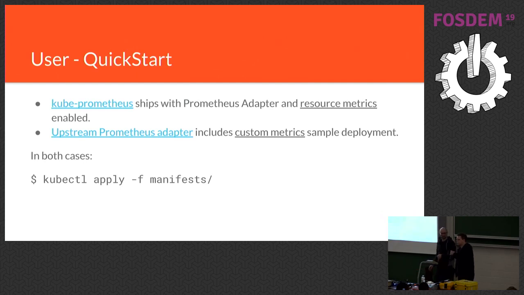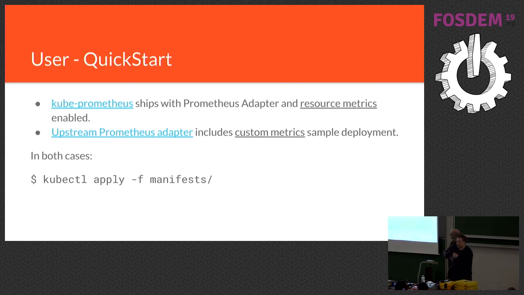Okay. So if you want to get into running the Prometheus adapter and use all of this, what we just explained, the easiest is probably to use kube-prometheus, which is inside the Prometheus operator repository. We ship Prometheus adapter pre-configured for resource metrics. You still have to do some manual work due to the limitations we were just talking about for custom metrics. And you can also check out the custom metric examples in the Prometheus adapter repository.